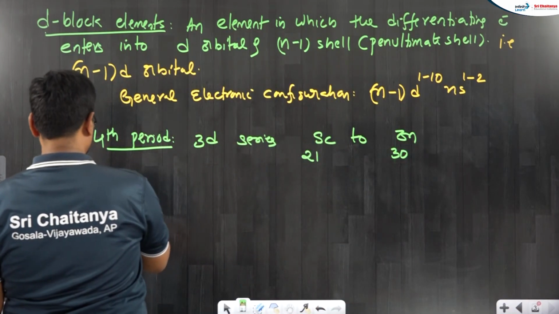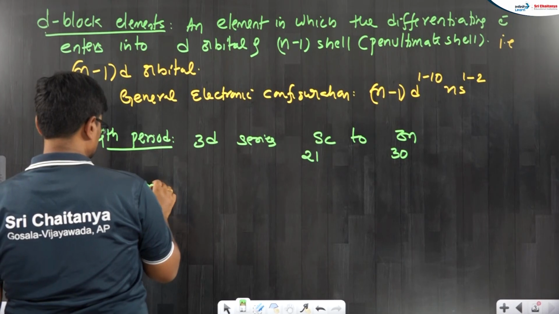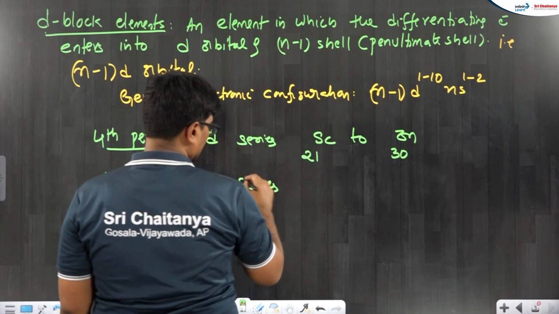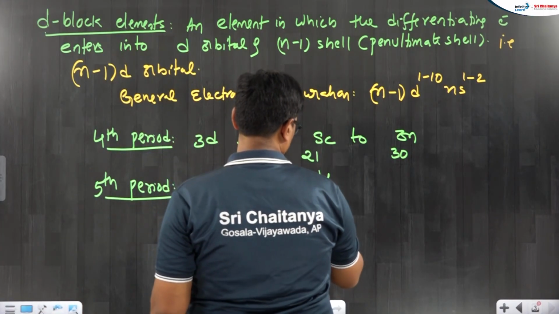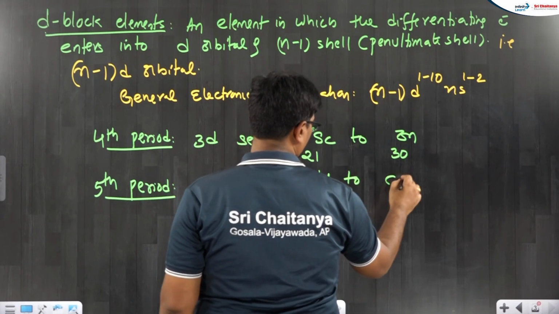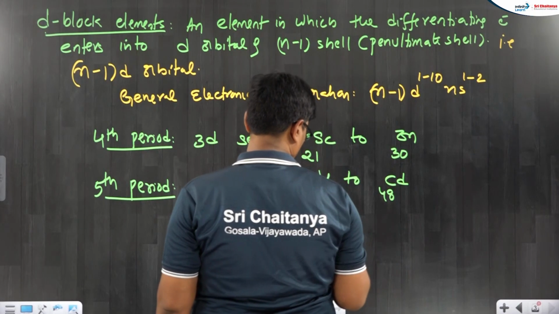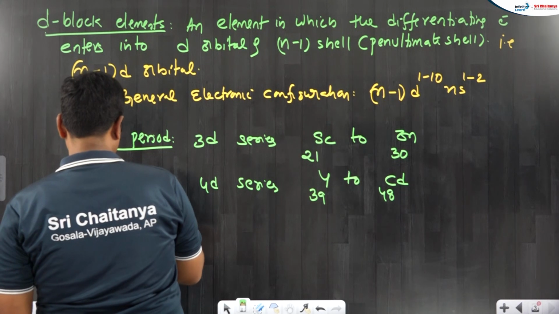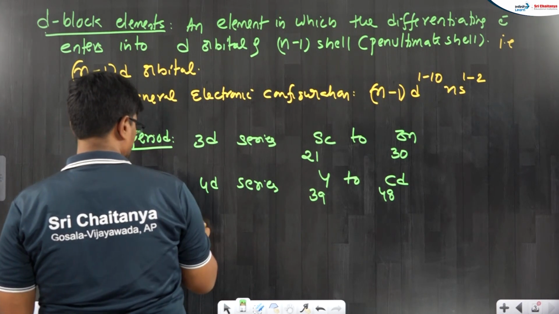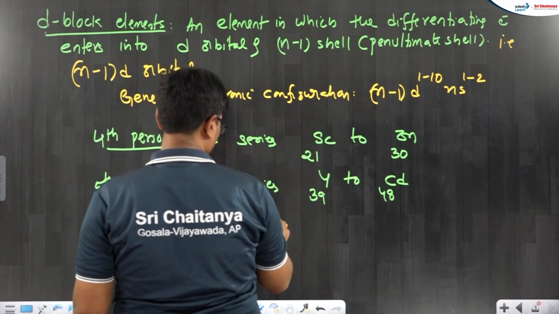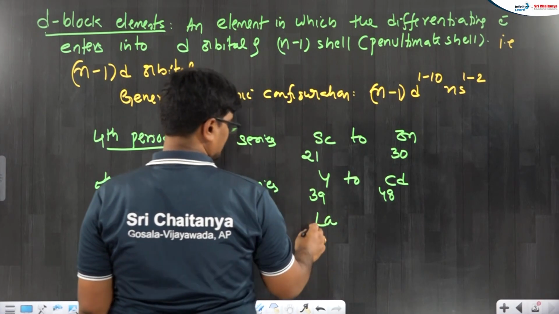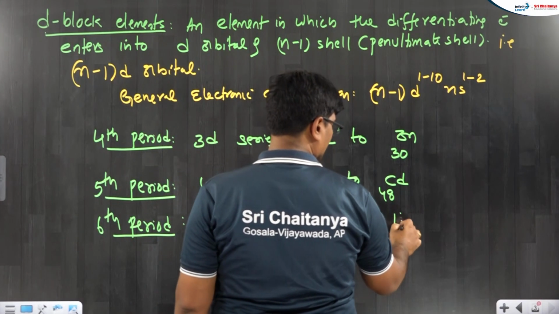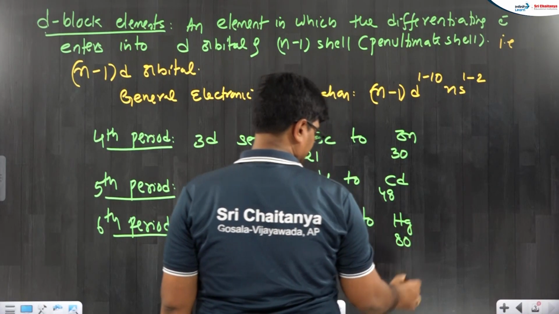And then in the fifth period we get the 4d series, and they are from yttrium 39 to cadmium 48. And then in the sixth period they are actually the 5d series. This is from lanthanum, actually here it is 57, and then here we have the f block elements, therefore the atomic number goes for mercury up to 80.